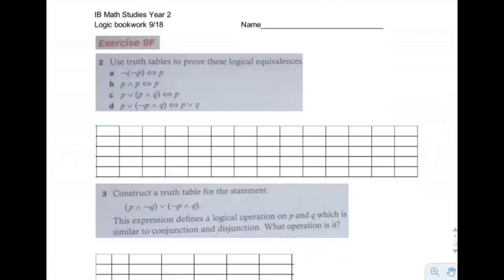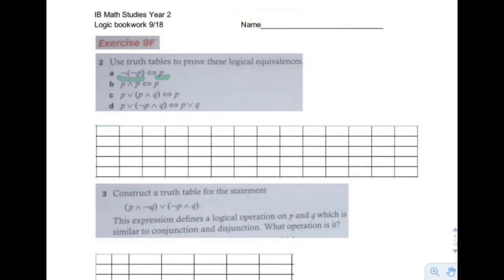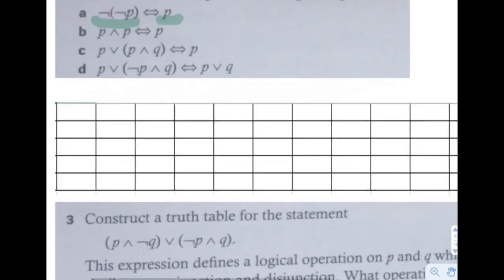Okay, logic worksheets, 9F, number 2, page 9 and 10. Use truth tables to prove these logical equivalences. Okay, so we have not not P is equivalent to P. So, that looks true, but let's write it out so that we can prove that it's true.